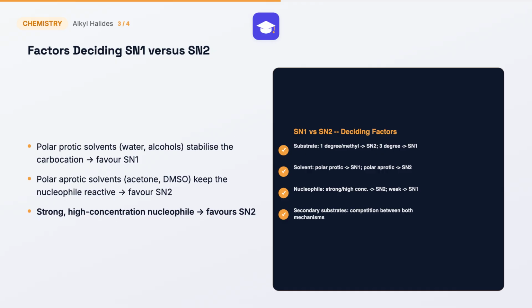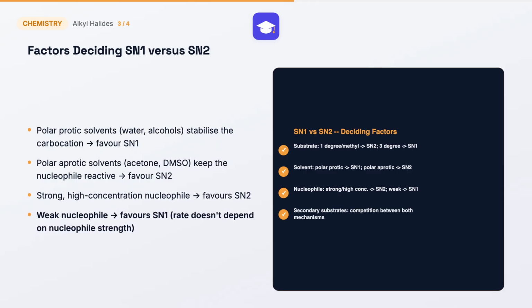The nucleophile's own strength matters too. A strong nucleophile present in high concentration drives the reaction towards SN2, while a weak nucleophile favors SN1. The rate of SN1 doesn't actually depend on the nucleophile's strength at all.